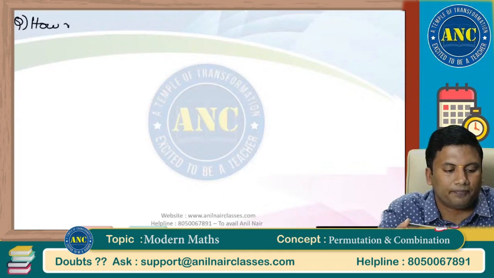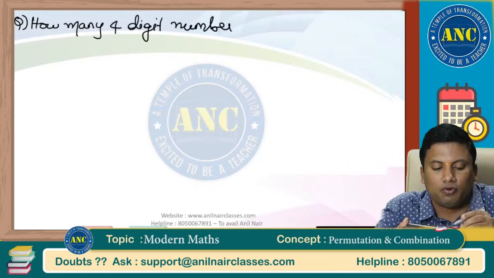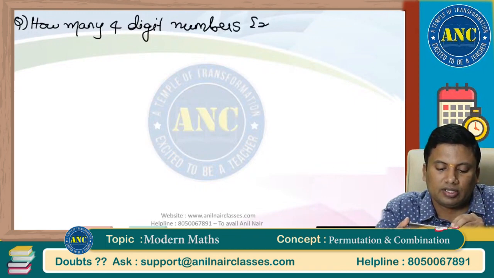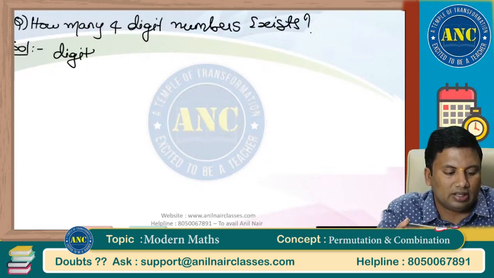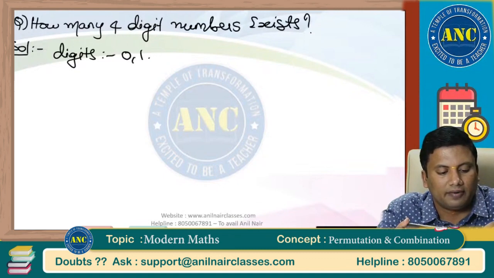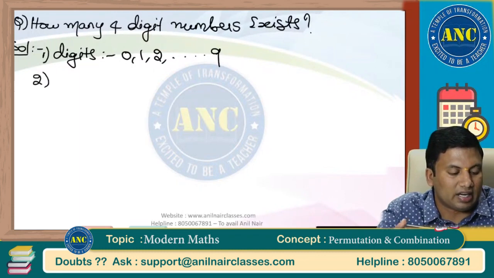Now please write down: how many 4-digit numbers exist? Before we solve the problem, the digits are nothing but 0 to 9. That is the first important key point. Then the second key point.